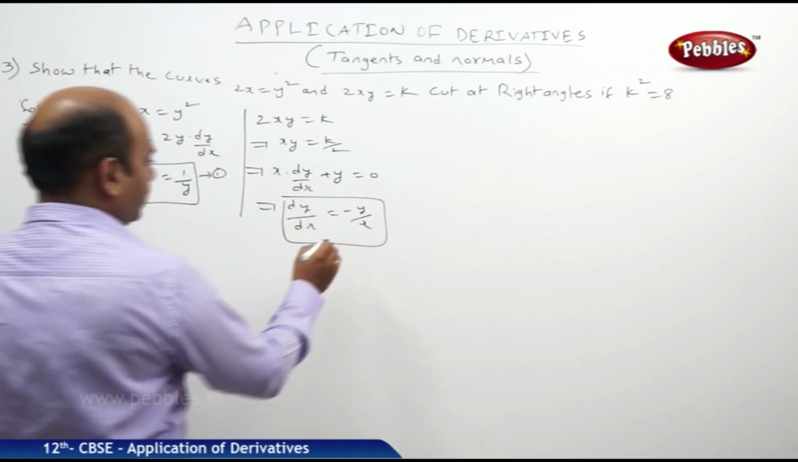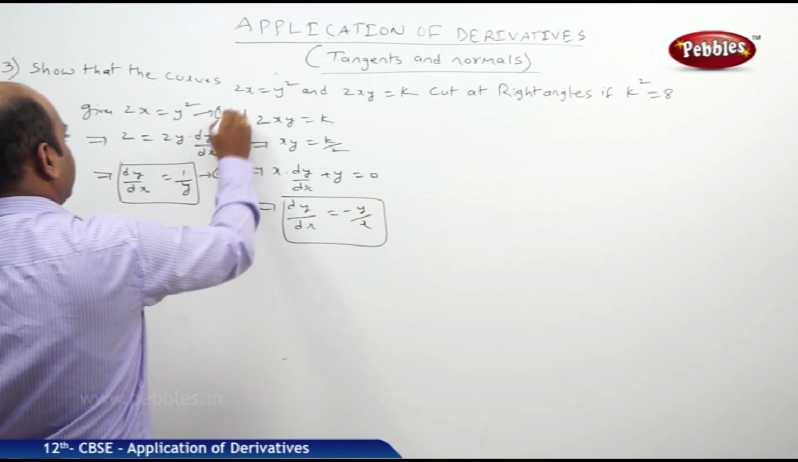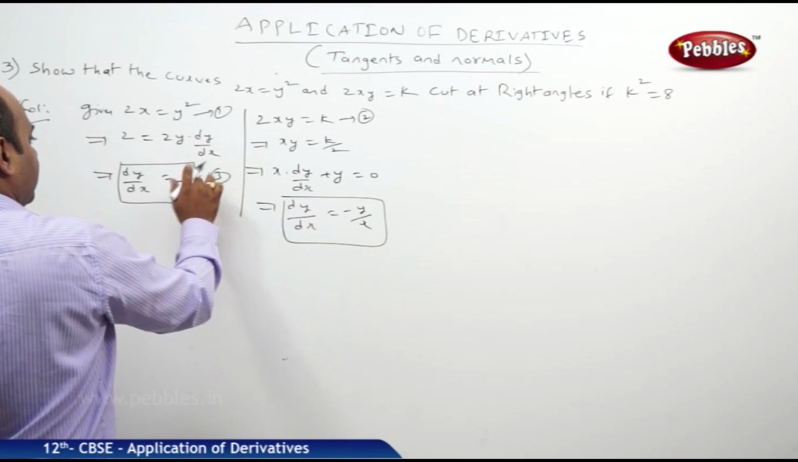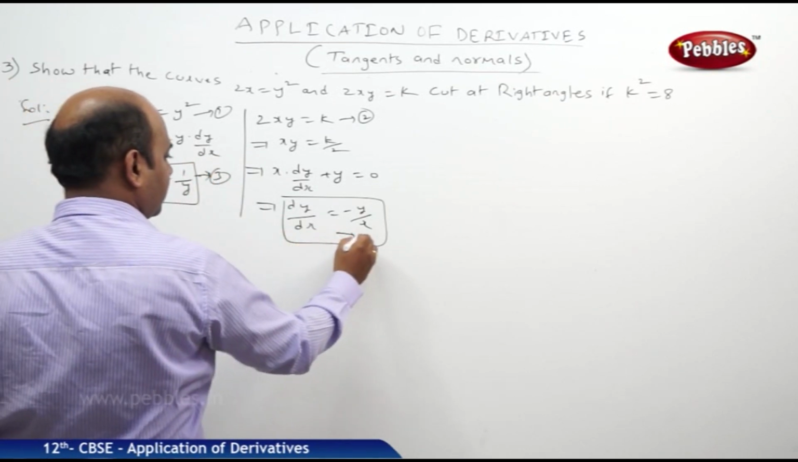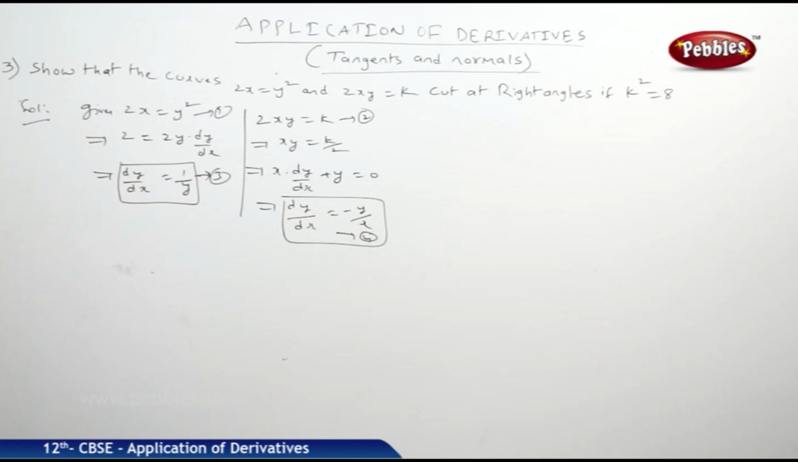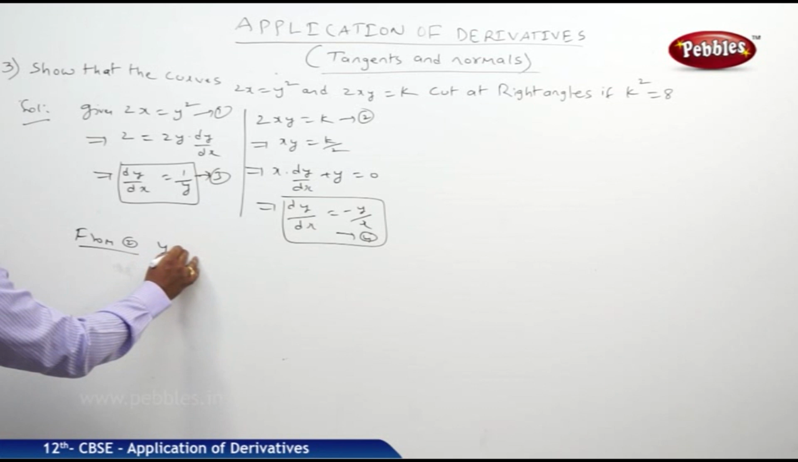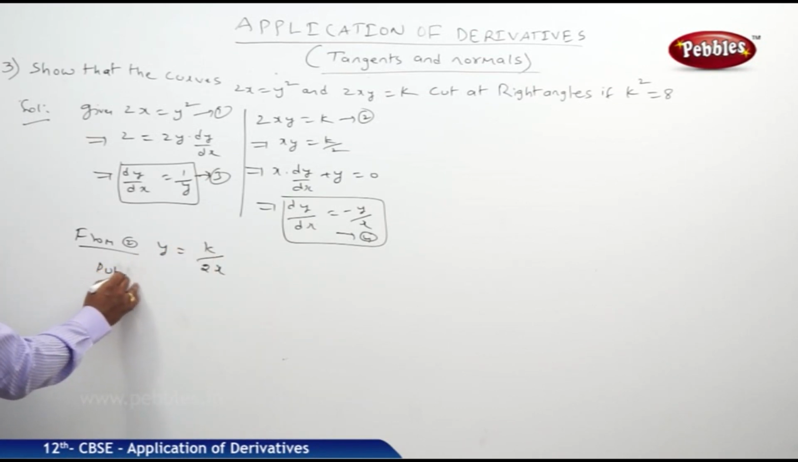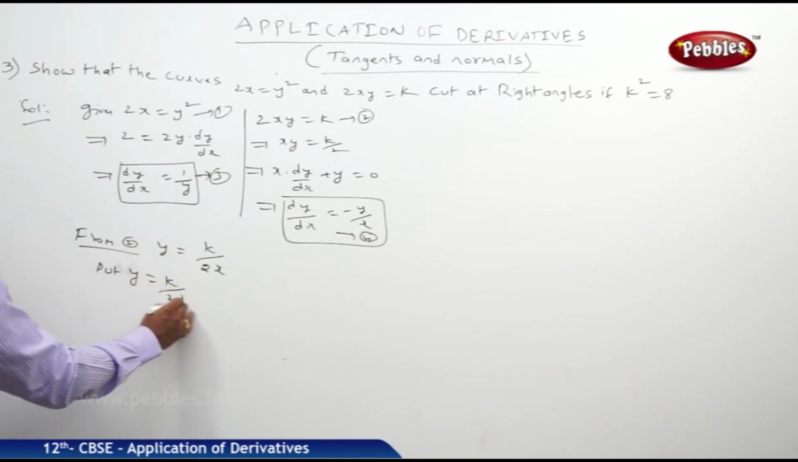Now I call this as 1 and this as 2. I will change the numbering. This as 3 and this particular box as 4. Now I try to solve 1 and 2. Given y square is equal to 2x, or else 2xy is equal to k. So what happens, from 2 y is equal to k by 2x, put y is equal to k by 2x in 1.